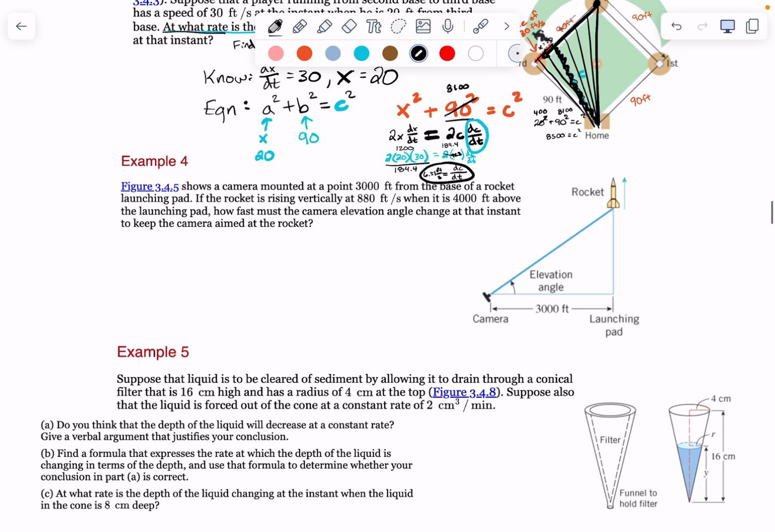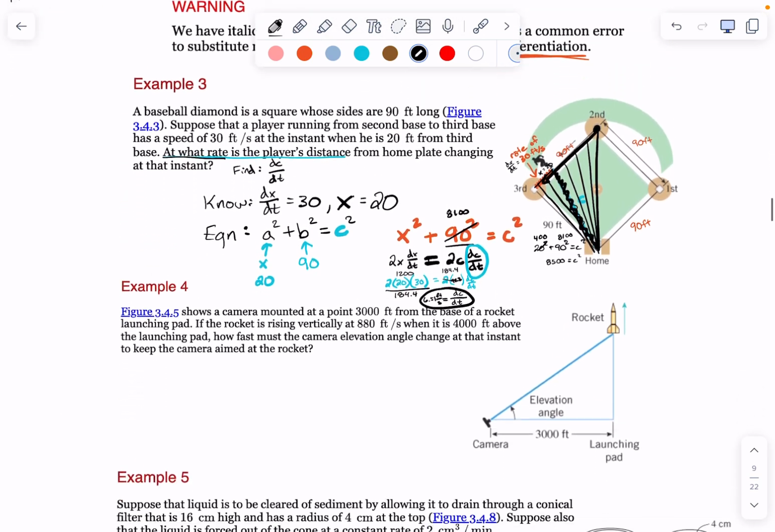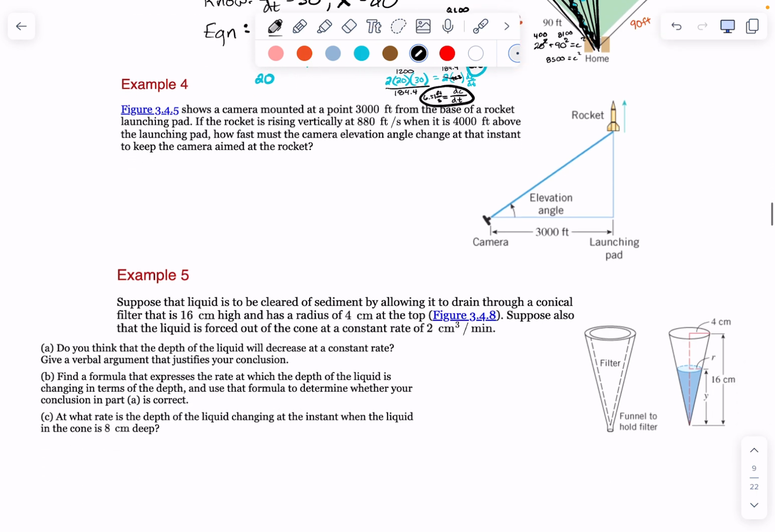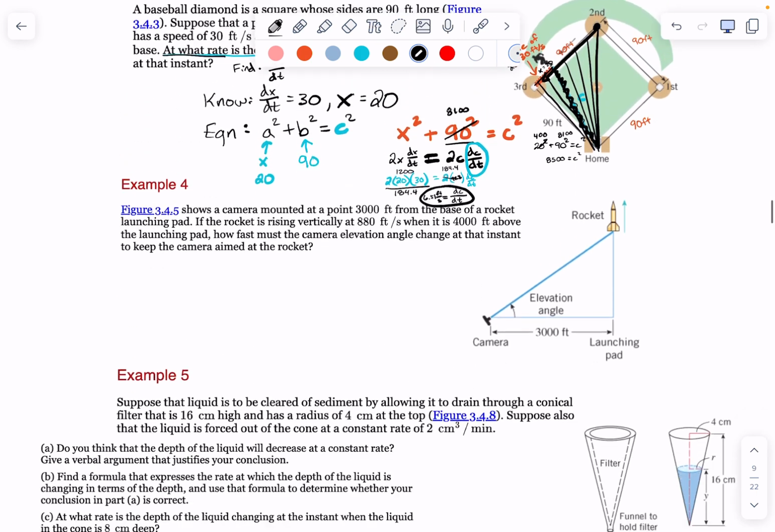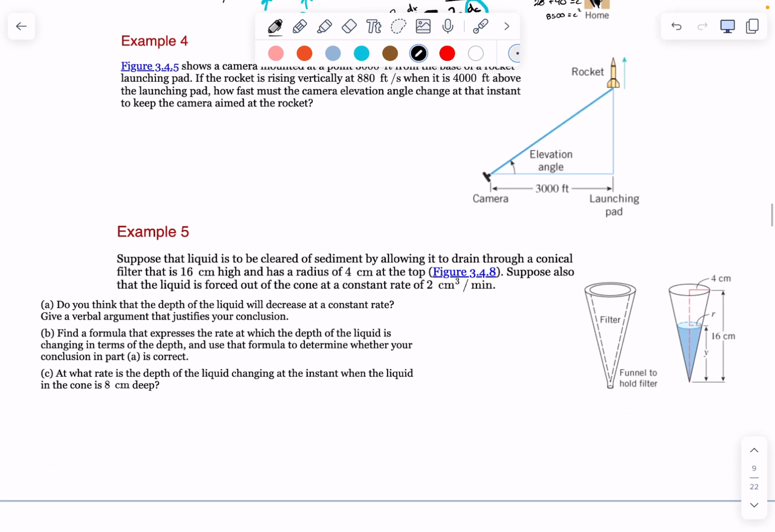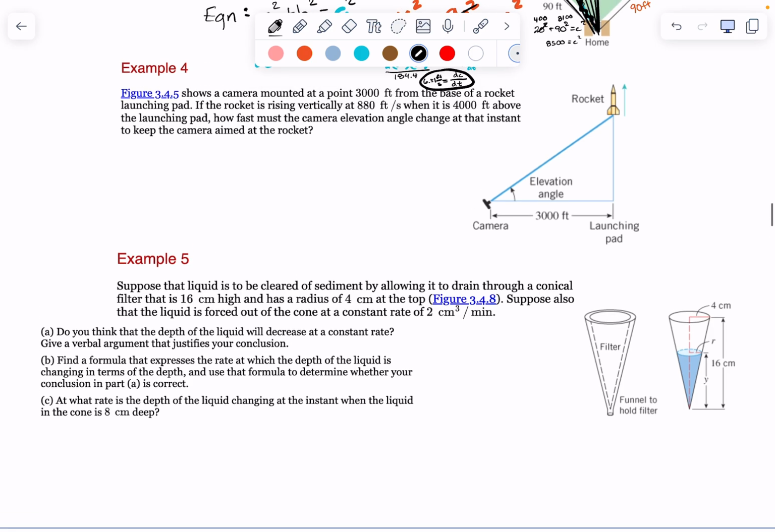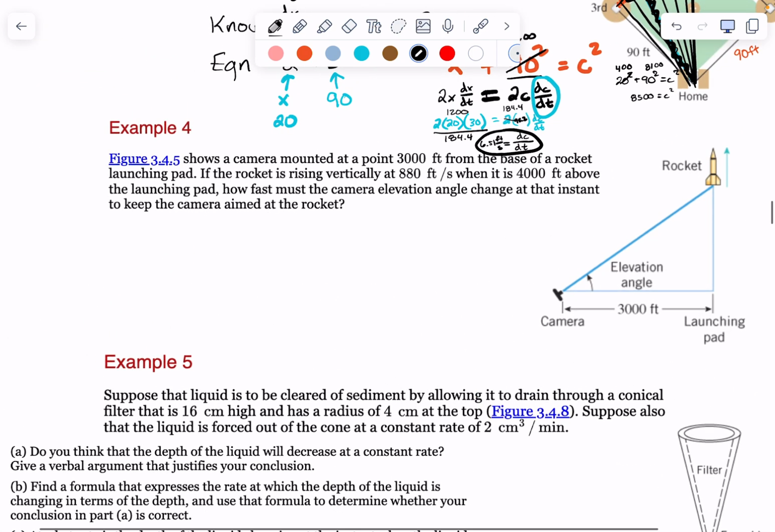Okay, hey Daniel. We just went through example 3 and I didn't record, so I'm going to start on example 4 and then I might bump back to example 3 here in a bit. So example 4 and example 5, we're going to do those and then we'll come back.